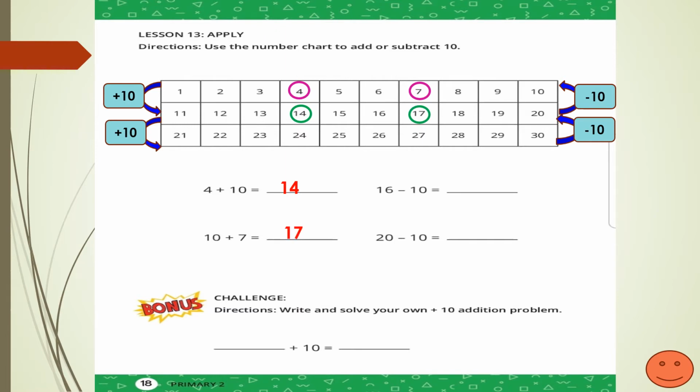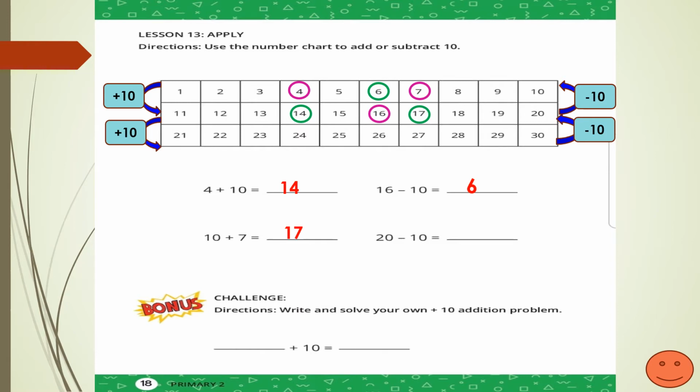The next problem, 16 minus 10. Here we are subtracting, so we will count back. First, you have to place 16 on the number chart. Here is 16. 16 minus 10. So we will count back, we will look up, okay? So the result is 6.